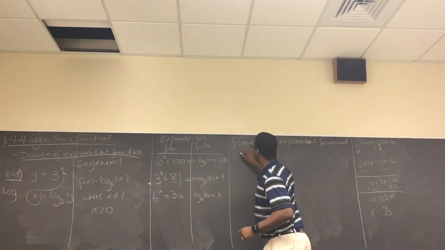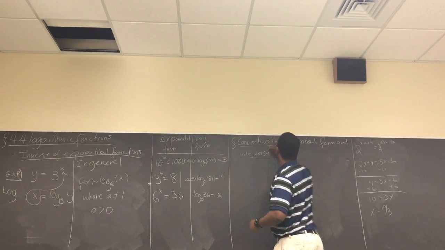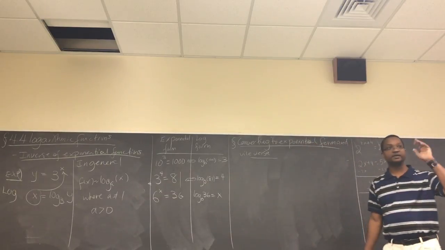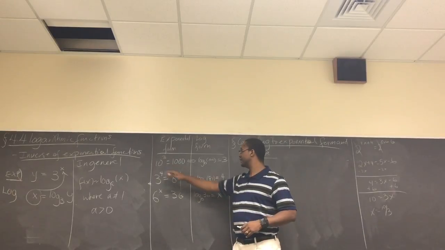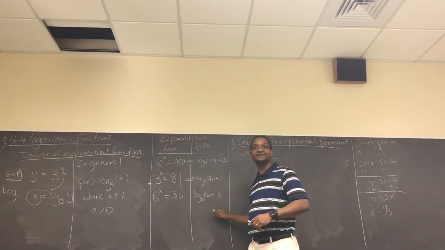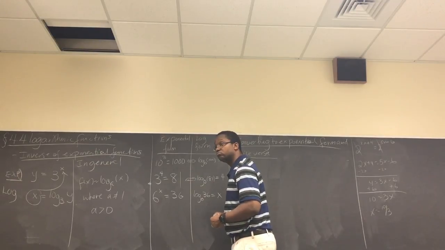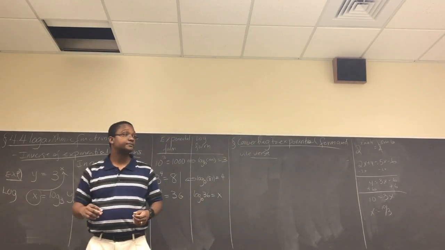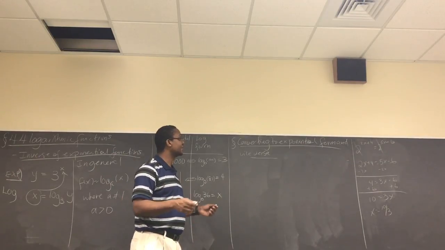Exponential, and the other way around, vice versa. Obviously, you need to be able to convert in both directions, right? Basically, if I give you this side right here, you need to find that side. If I give you this side right here, you need to find that side. Yes? Vice versa. I don't write the whole thing again, right?